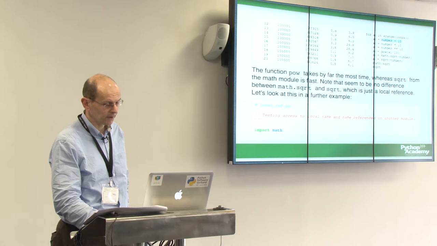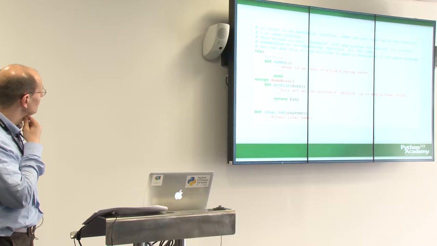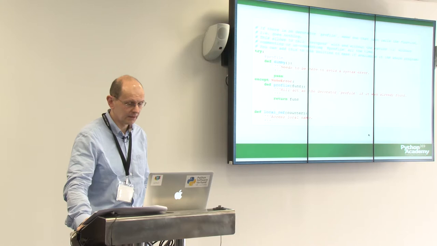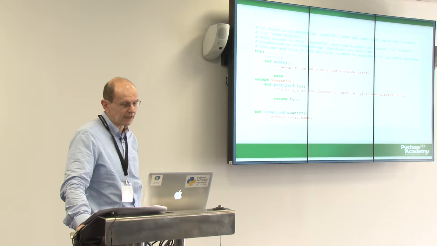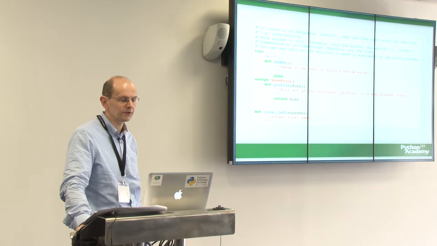Let's expand on this idea a bit further. If you have this function here, we use this profile, and it's just a dummy, it doesn't do anything. If you want to run it without the profile, you can do something like this. Otherwise, we have our own profile function. If I run it with kernprof, then the profile will be defined. If the profile is not defined, I get a name error at this place. Then I define my own decorator. My own decorator is doing nothing, just returning the plain function.